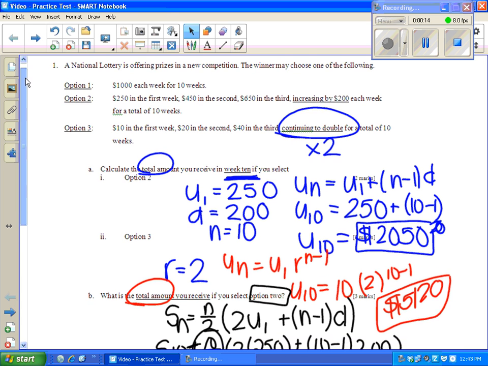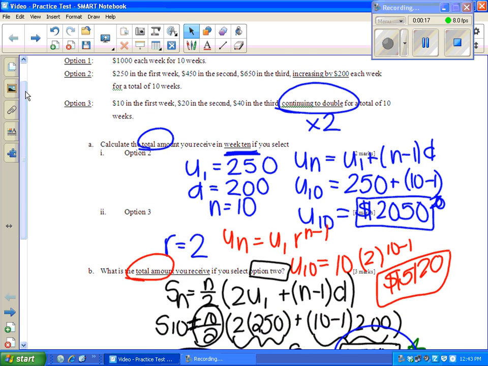So if you just want to look at my work through the first one, the beginning two questions said option 2 and option 3. They wanted to know the total amount in week 10. It's a little deceiving because when you see the word total, you think sum. However, they really just want the amount in week 10.